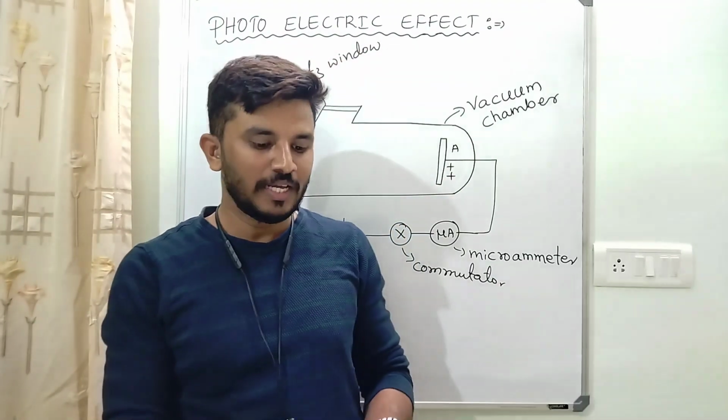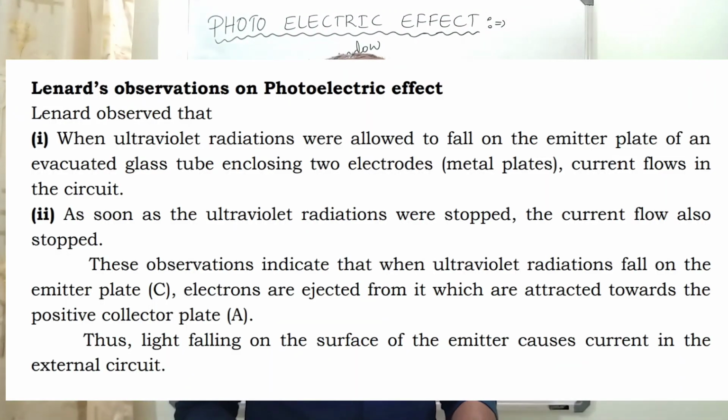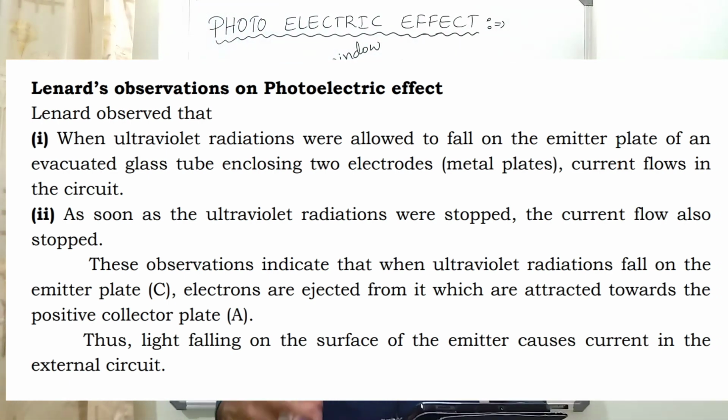Lenard has observed, let me read it out. Lenard observed that when ultraviolet radiations were allowed to fall on the emitter plate of an evacuated glass tube enclosing two electrodes, metal plates, current flows in the circuit. As soon as the ultraviolet radiation was stopped, the current flow also stopped. These observations indicate that when UV radiations fall on the emitter plate, electrons are ejected from it, which are attracted towards the positive collector plate. Thus, light falling on the surface of the emitter causes the current in the external circuit.